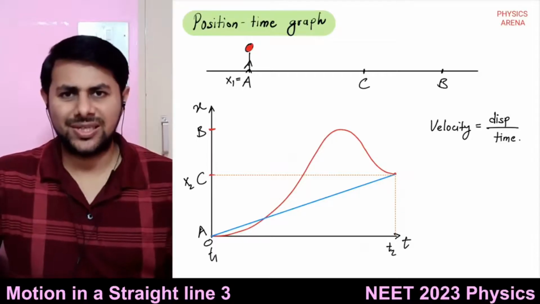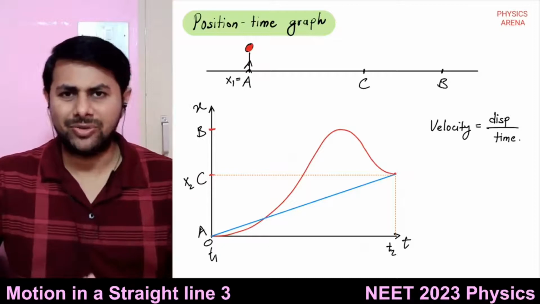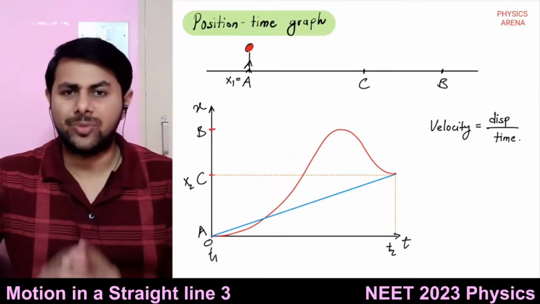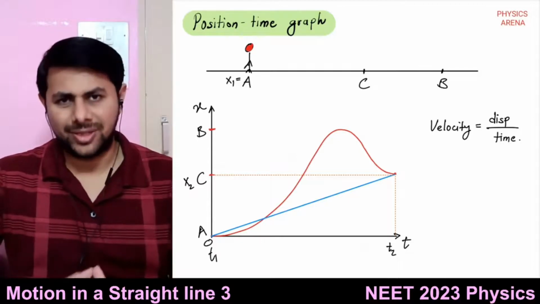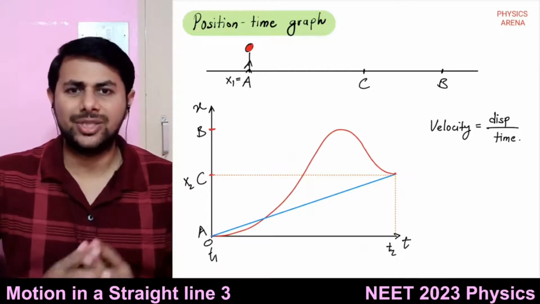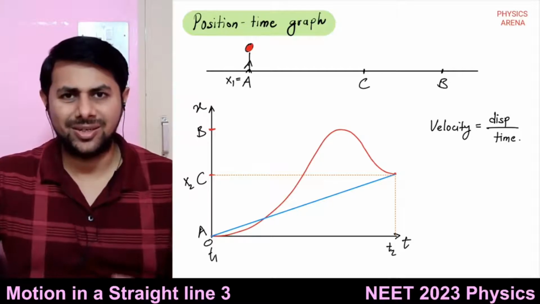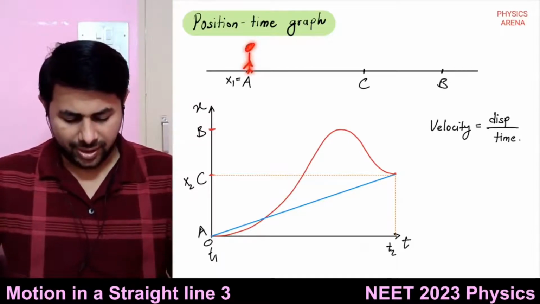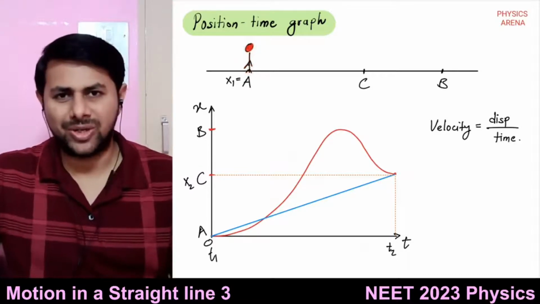This is motion in a straight line part 3 for the NEET 2023, and in this lecture we are going to see how to read the position versus time graph, the velocity versus time graph, and the acceleration versus time graph. So let's begin.